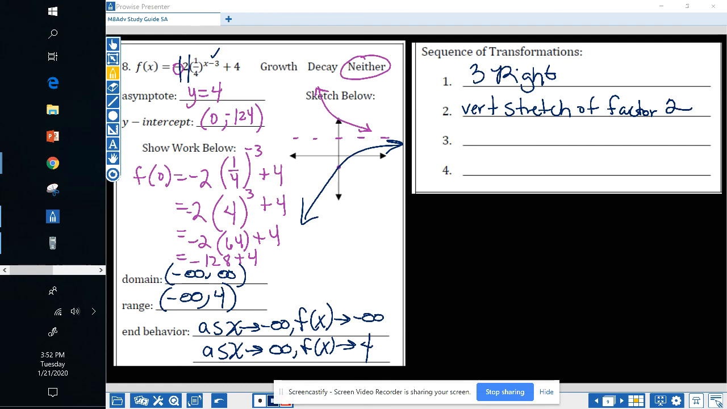Notice I don't put a negative when I'm talking about the factor of a vertical stretch. Now we say because my a is negative, it is a vertical reflection across y equals 0. And then lastly, it is going up 4 units.